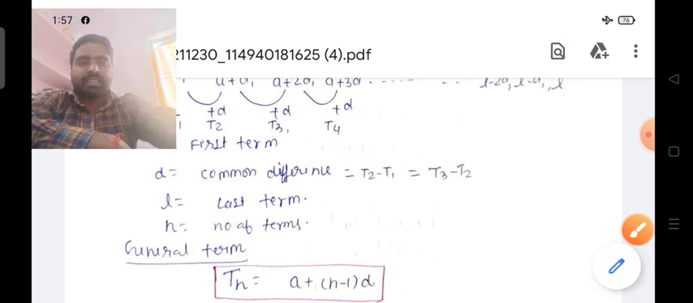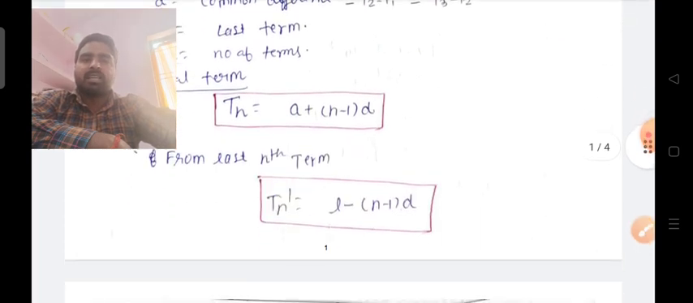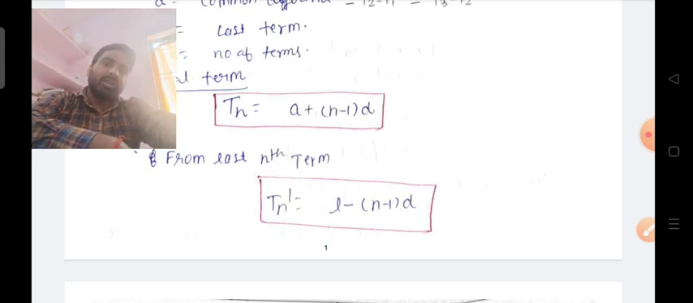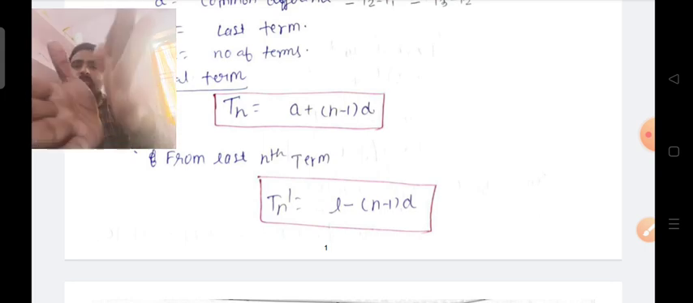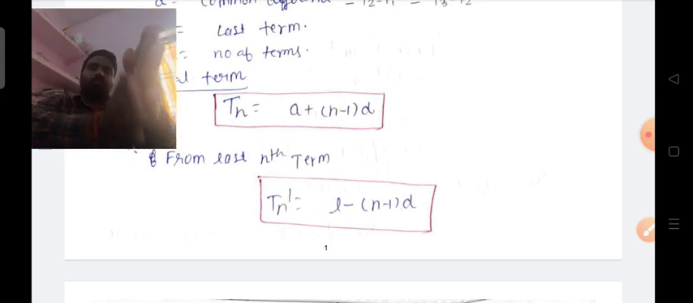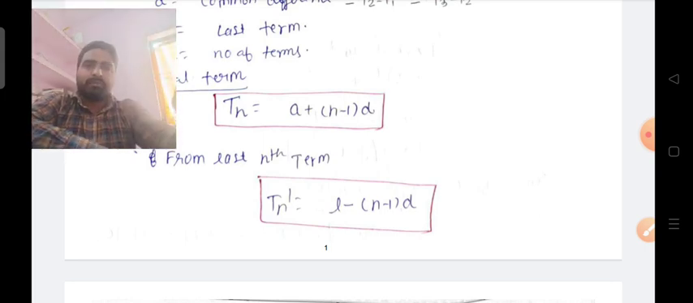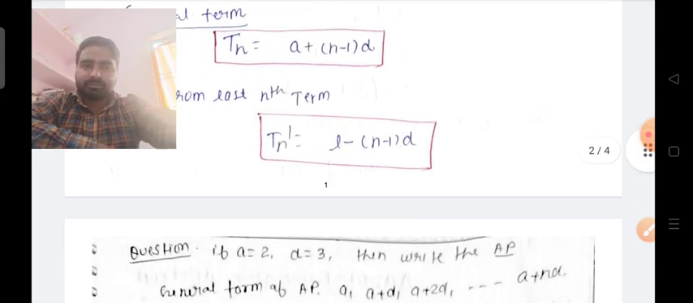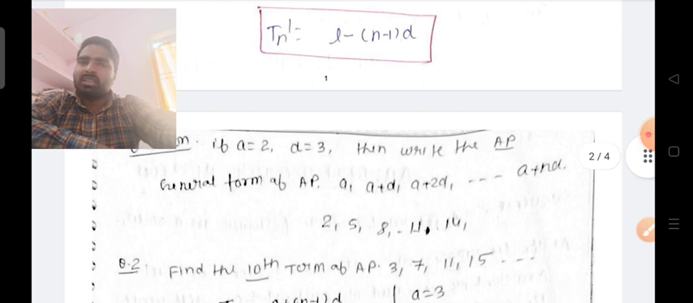If we are finding the term from the last, then Tn dash equals L minus n minus 1 into d. But there is a basic difference, and one important thing: if we are adding from the starting point and from the last, then we have a constant number, that will be a plus L. Now we have some questions. We are able to solve it.